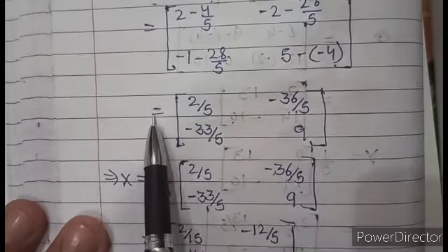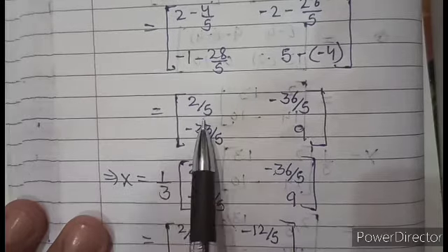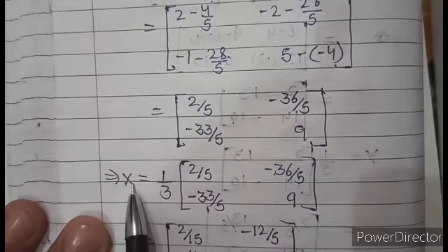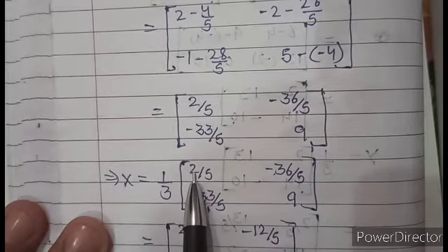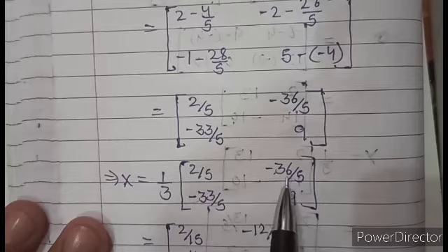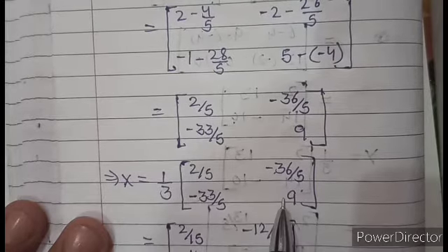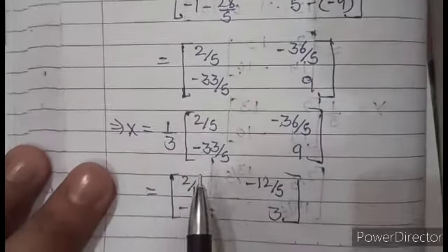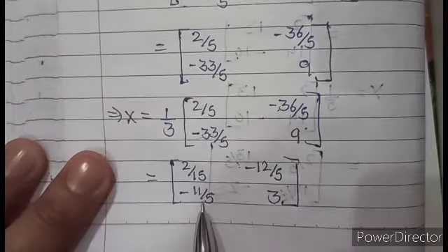Now this was the value of 3x. In order to find the value of x, we will divide both sides by 3, and this will give us x equal to 1 by 3 into the matrix whose first row is 2 by 5, minus 36 by 5 and second row is minus 33 by 5 and 9. Now on multiplying 1 by 3 to the matrix, we will get the value of x.